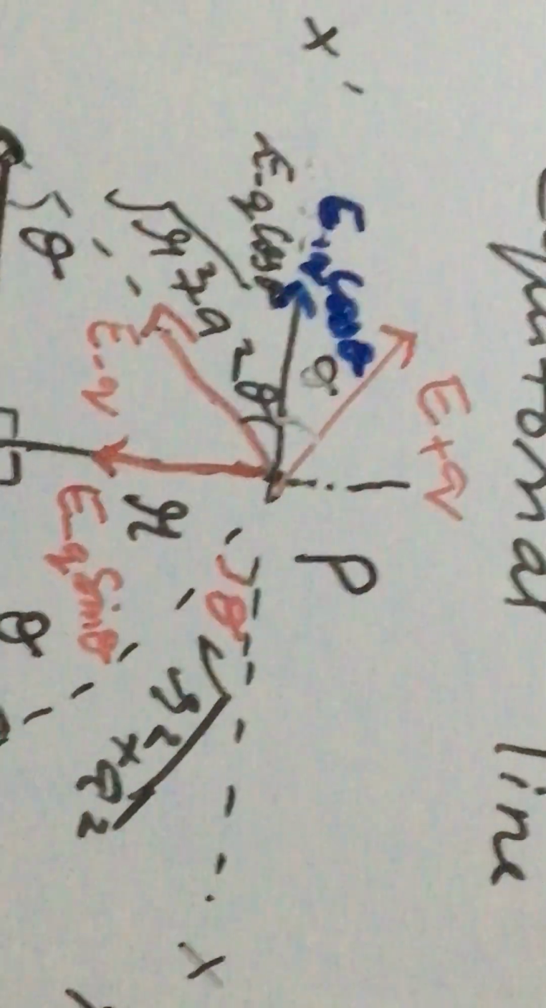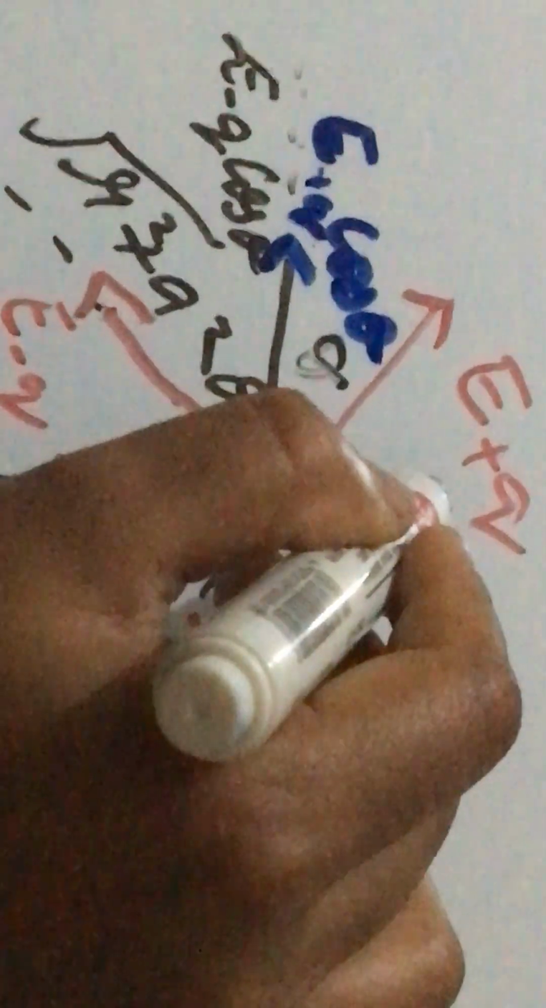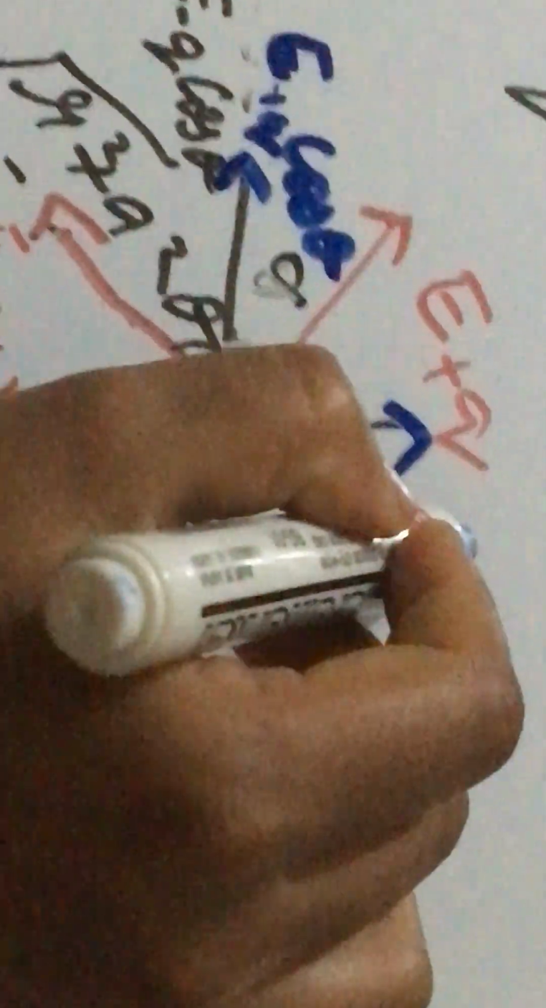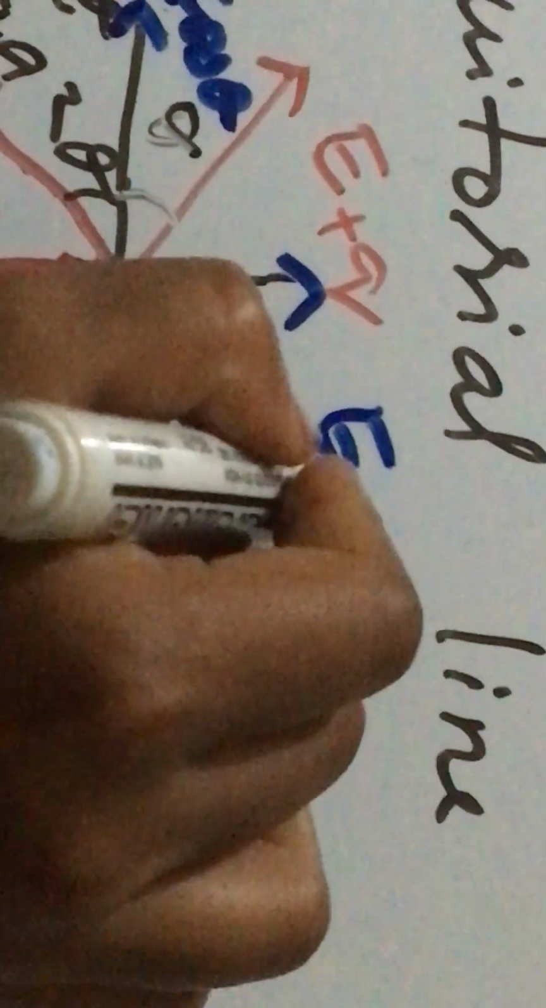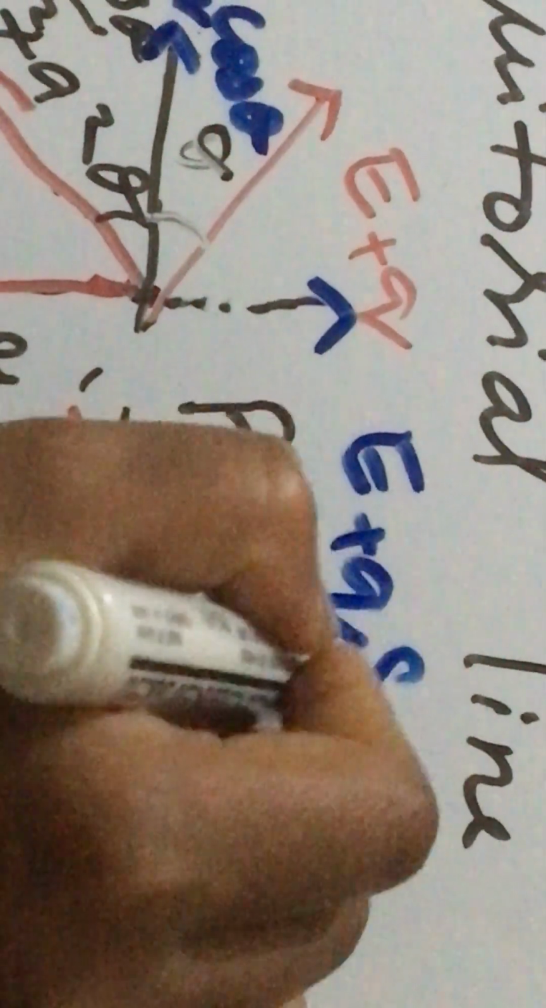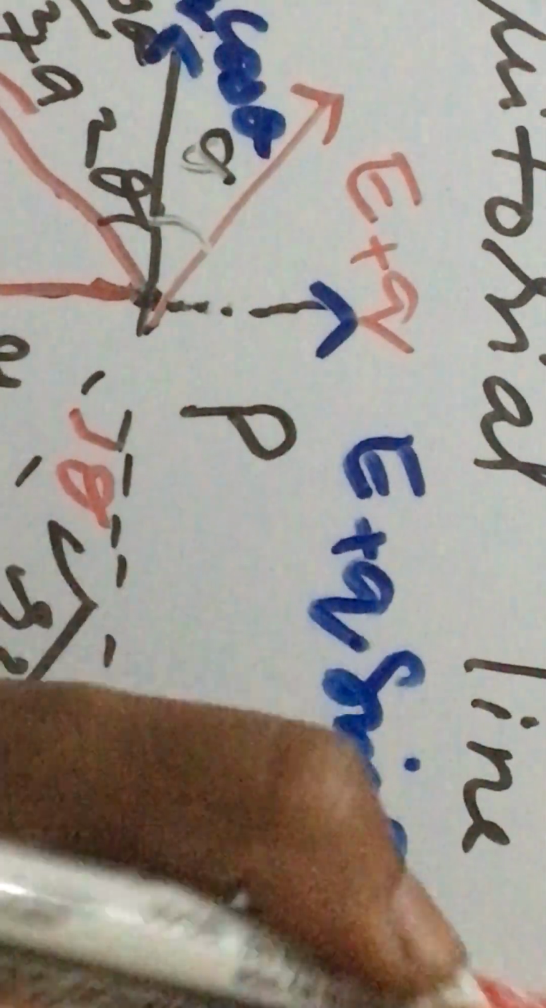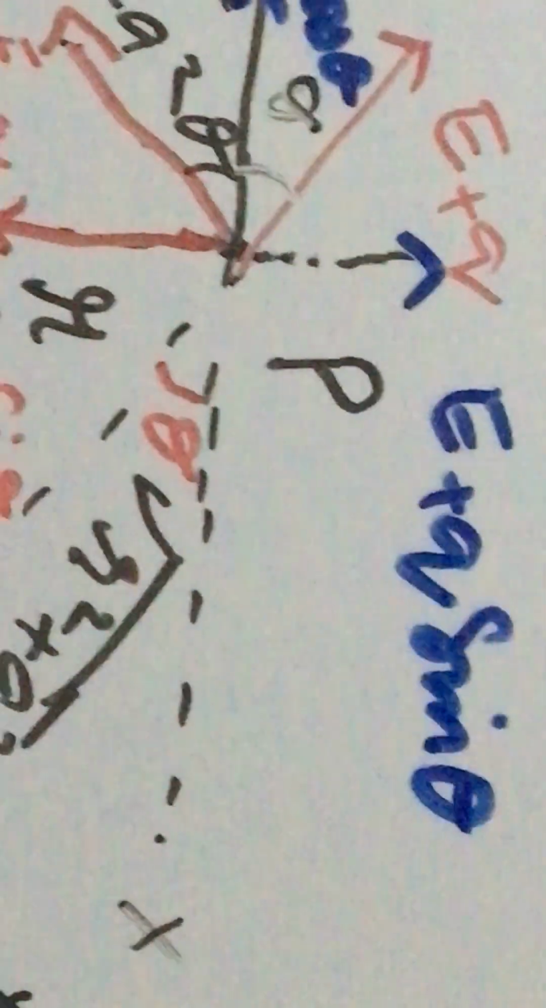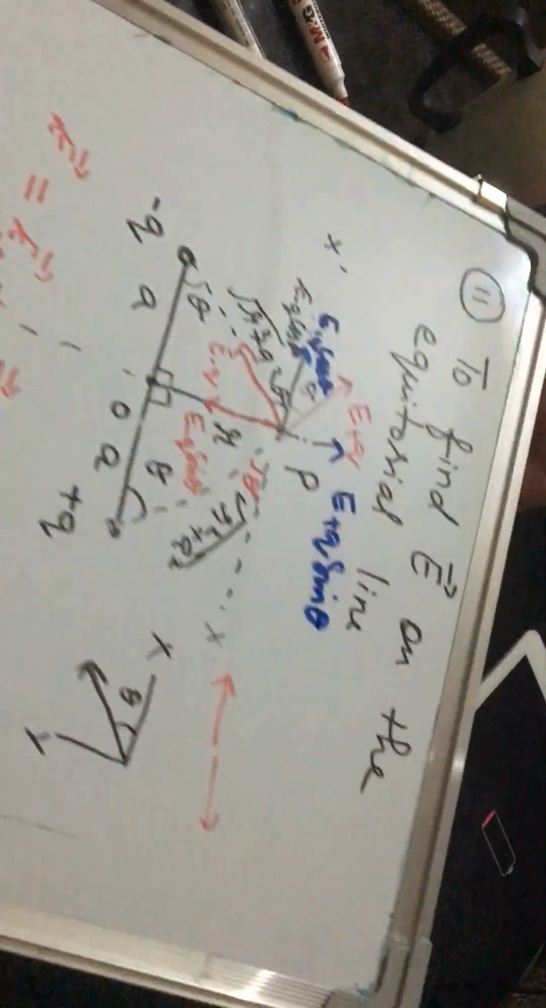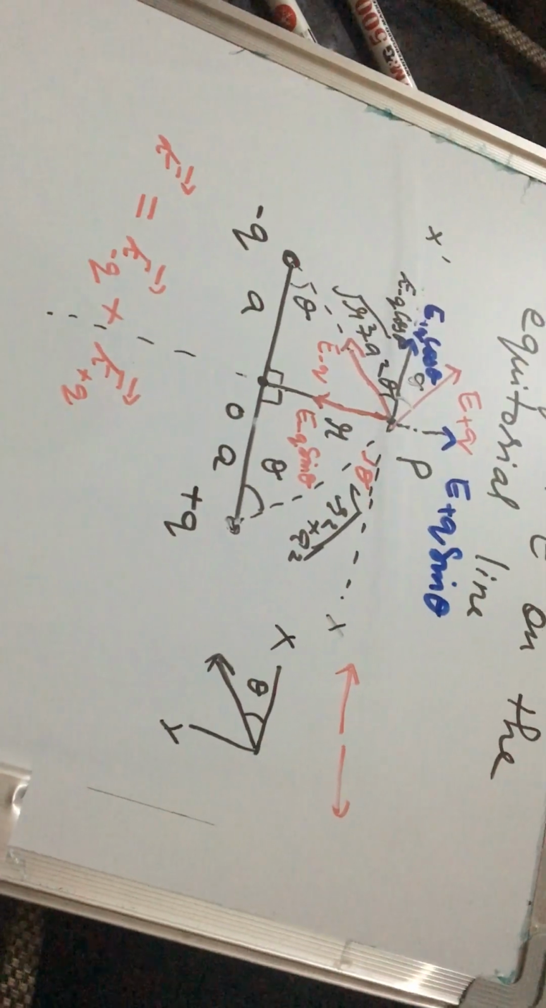My figure may not be that clear. Okay. Similarly, this will be what? E plus q sine of theta. Right? Now, what I did, let me make it in a better way.